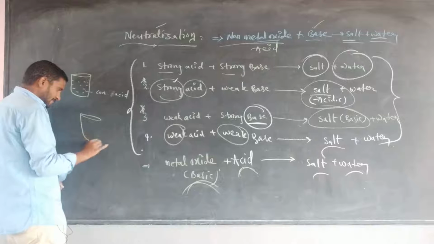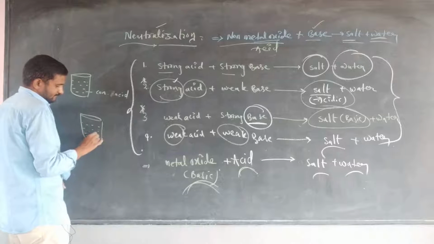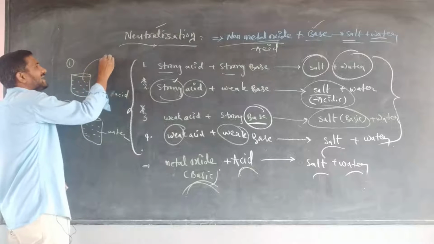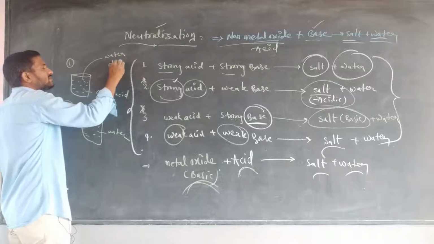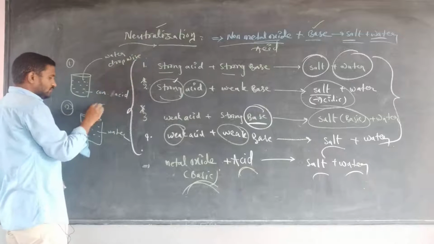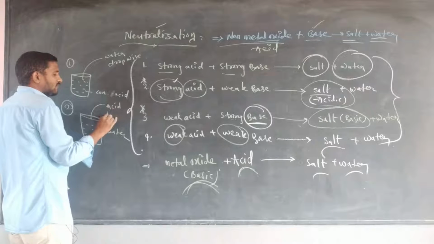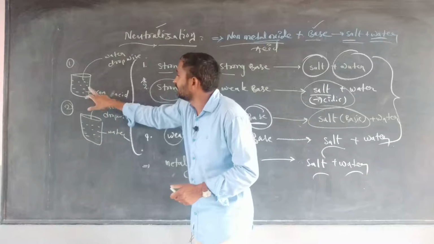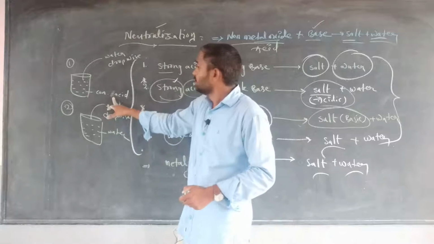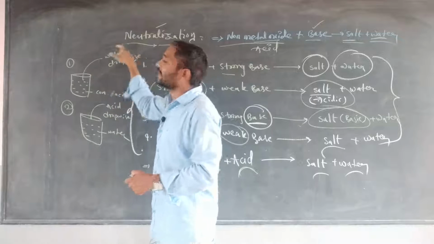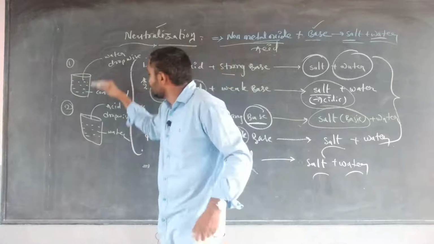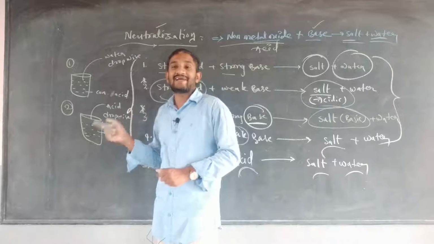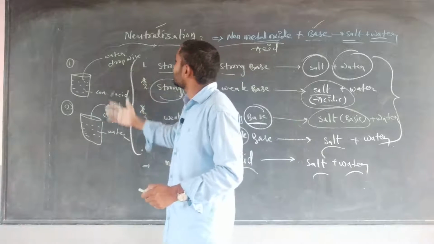Next, I am taking water. In the first beaker, concentrated acid is there, and to this acid we are adding water drop by drop. In the second situation, the beaker contains water, and we add the acid drop by drop. Which is correct?